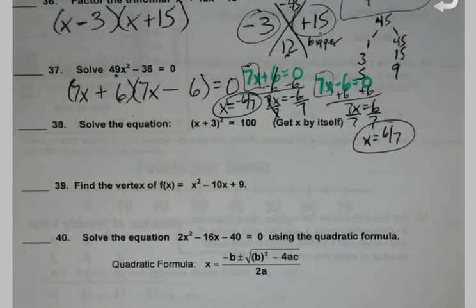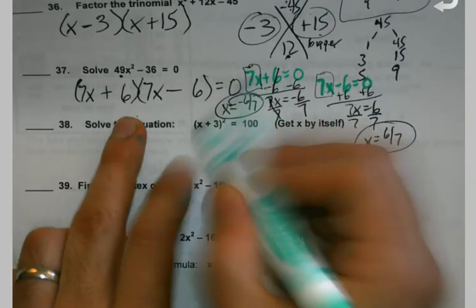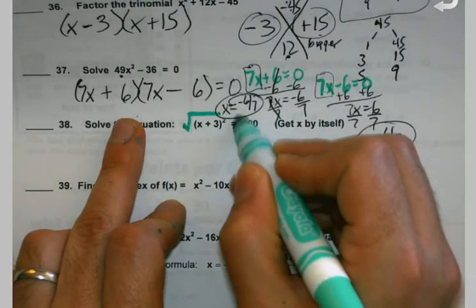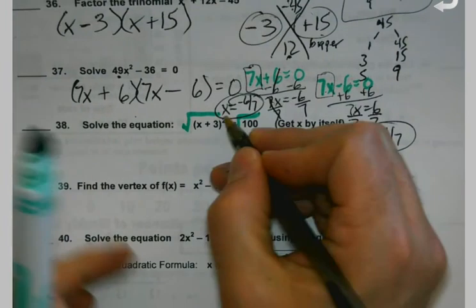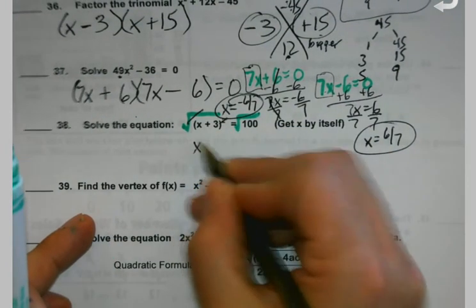Okay, solve the equation. I don't like that squared. Square root is squared's archenemy. So those cancel.